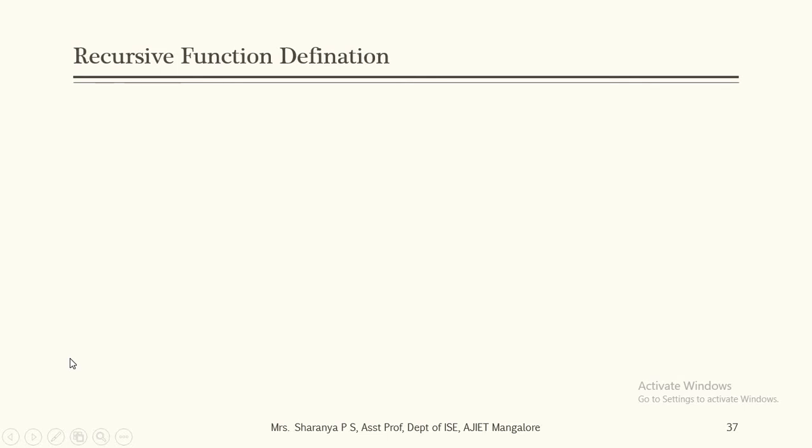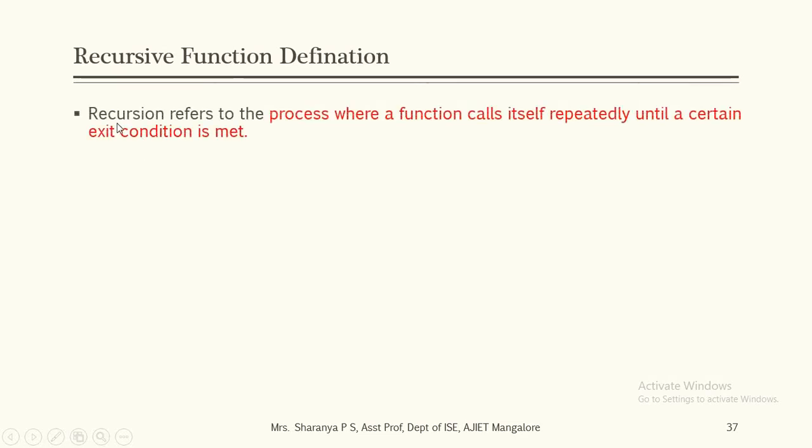As we know, user-defined functions are sets of statements that are clubbed together and given some name, and it is defined by the user. Here, recursion is one add-on to this function. Recursion refers to the process where the function calls itself repeatedly until a certain condition is met. This condition we normally specify as an exit condition. Till that, the function will keep repeating.